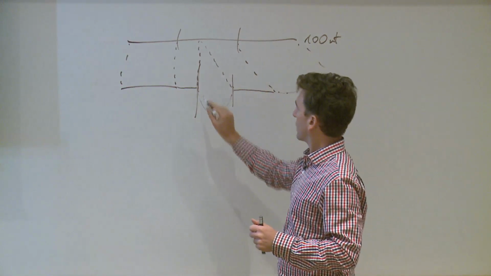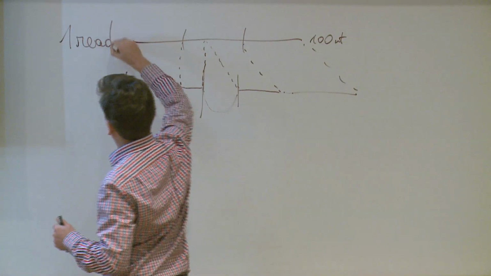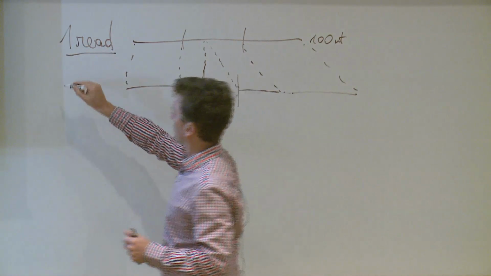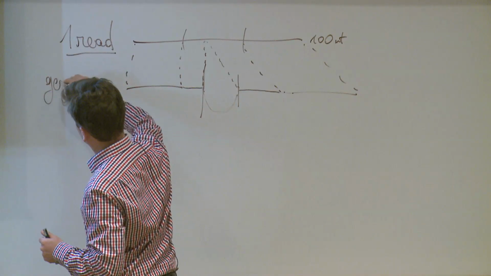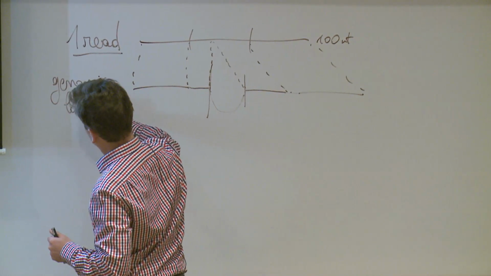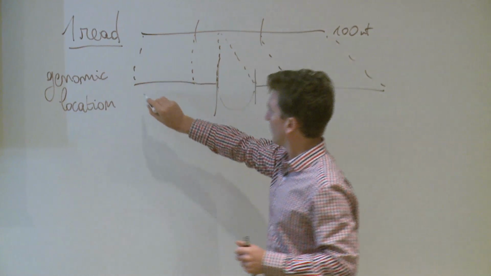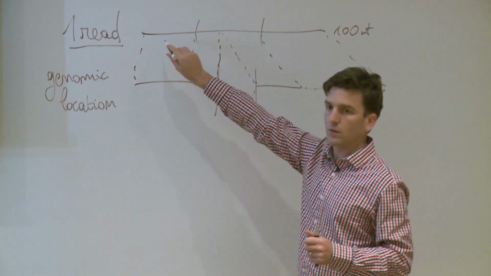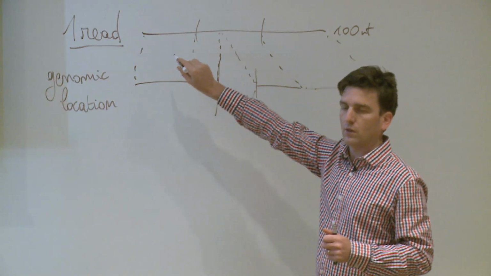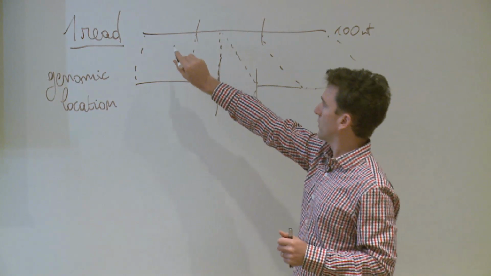One read that you're lining up? So that's one read here, and that's the genomic location. It has an algorithm to keep doing that if your smaller piece of the read is in the middle. So that's what we have here.